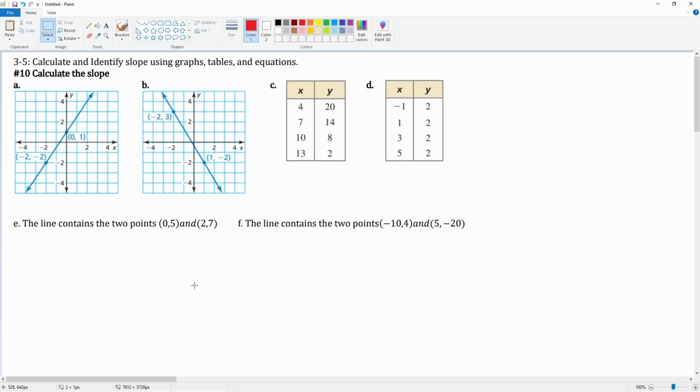This is 3-5. We're going to calculate and identify the slope using a graph, table, and equation. Number 10, we're going to calculate the slope. So A and B is on a graph, C and D is on a chart, and E and F are points. Please understand you can convert between any of these and use the different strategies, okay?